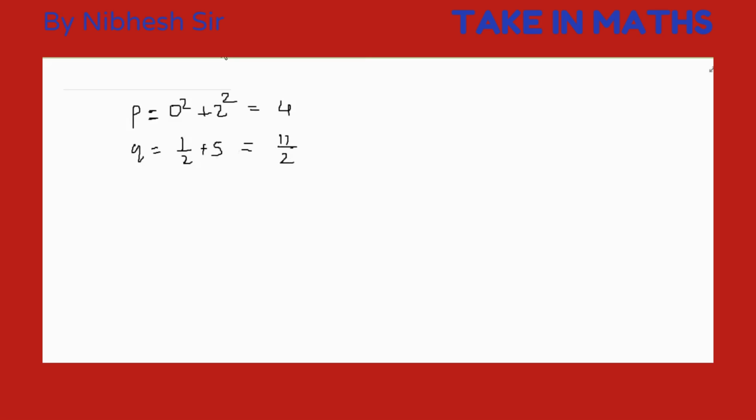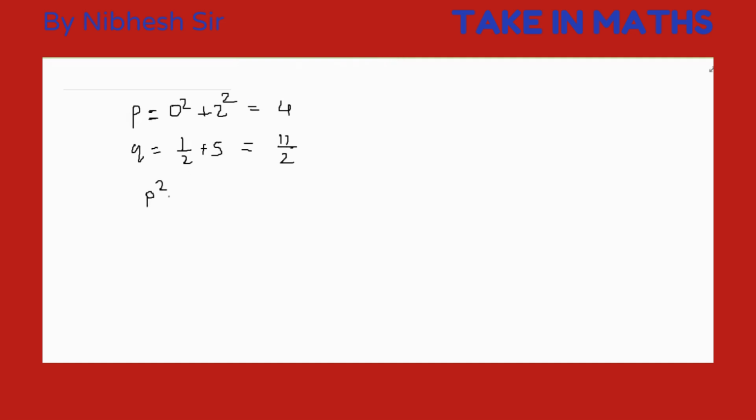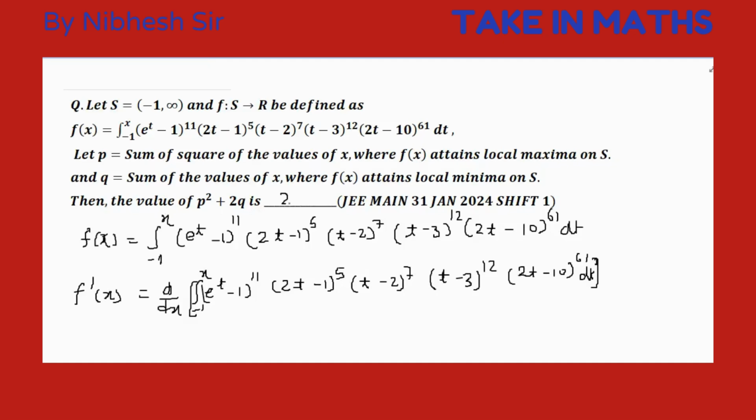We need to find P squared plus 2Q. P squared is 4 squared, which is 16, and 2 times Q, where Q is 11/2, so the 2s cancel and we get 11. So 16 plus 11 is 27. So the answer is 27. The value of P squared plus 2Q is 27.